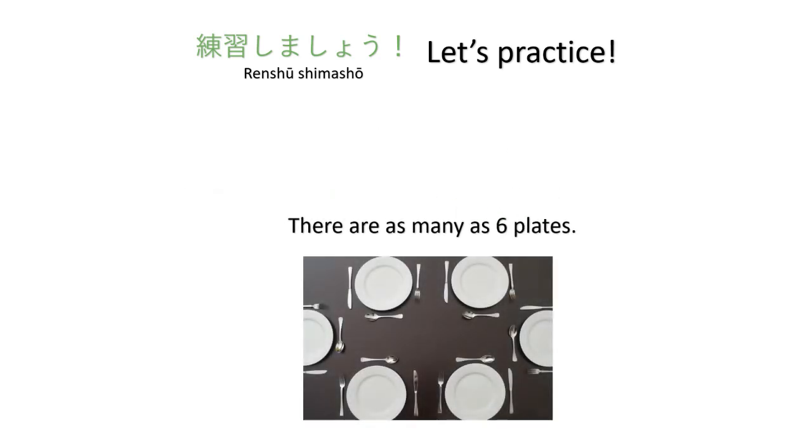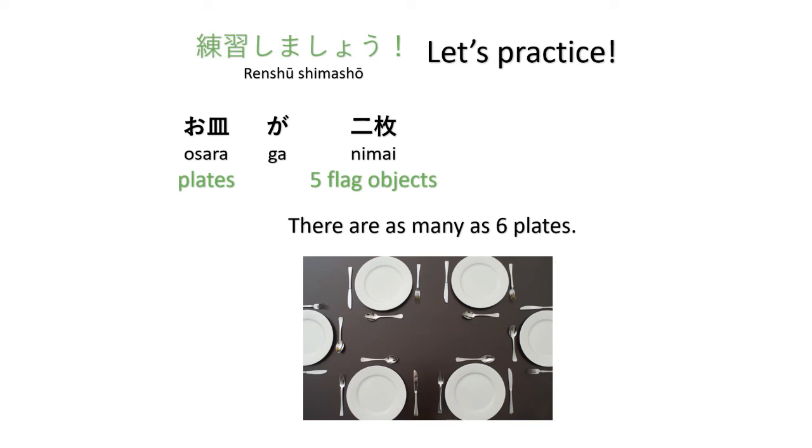And then last we have there are as many as 6 plates. So we have お皿が2枚. So here we use the counter 2枚 for flat objects. 2枚もあります. お皿が2枚もあります. There are as many as 6 plates. Okay?